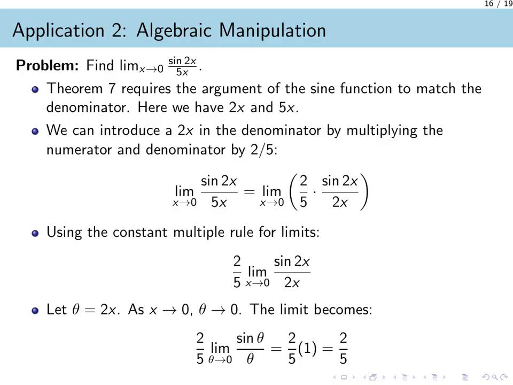By substituting theta for 2x, the inside of the limit now perfectly matches our rule, evaluating to 1. Therefore, the final result is 2/5 times 1, which is 2/5. The main idea is that you can algebraically reshape an expression to fit a limit rule you already know.